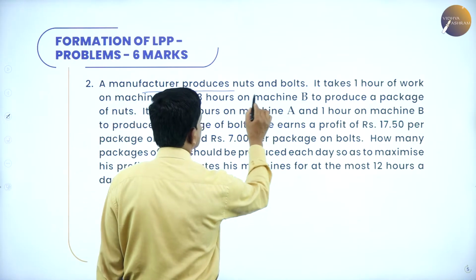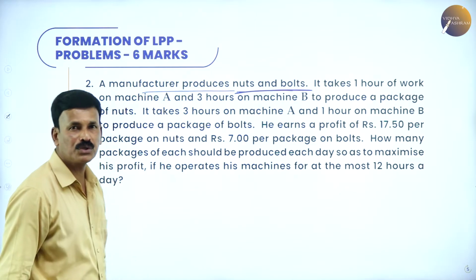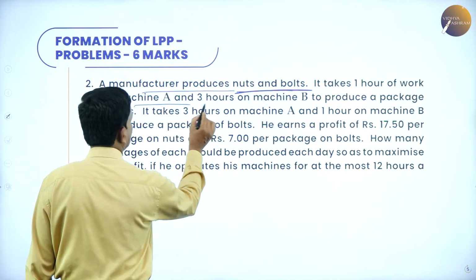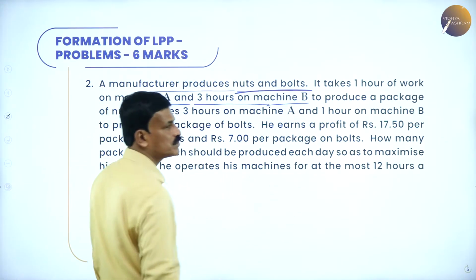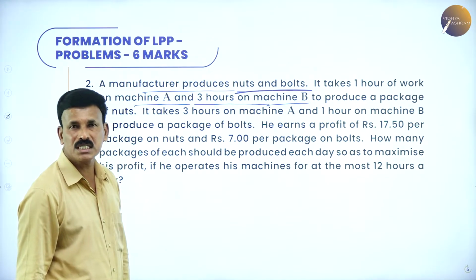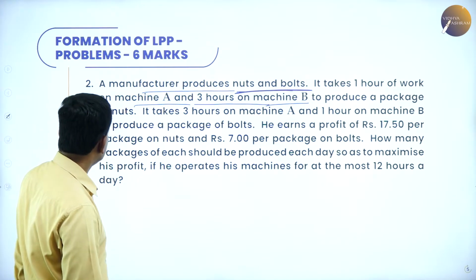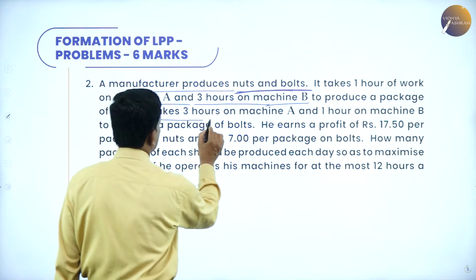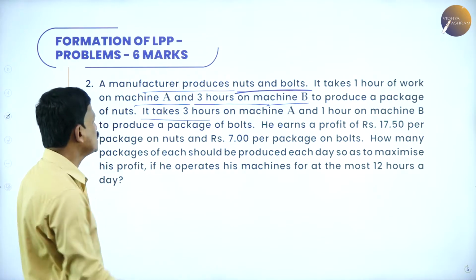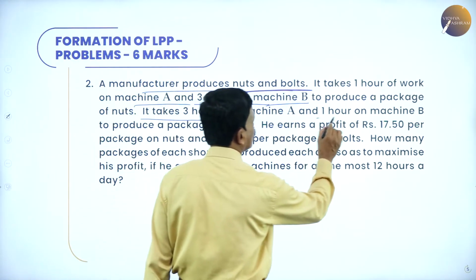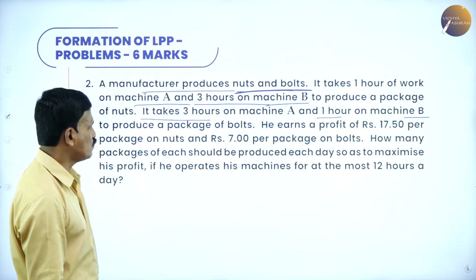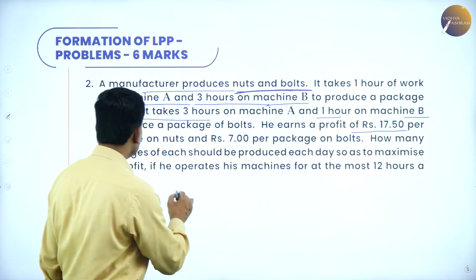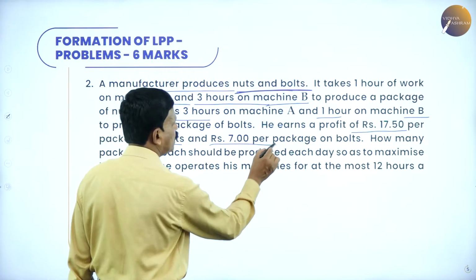A manufacturer produces nuts and bolts. It takes 1 hour of work on machine A and 3 hours of work on machine B to produce a package of nuts. It takes 3 hours on machine A and 1 hour on machine B to produce a package of bolts. He earns a profit of rupees 17.50 per package on nuts and rupees 7 per package on bolts.